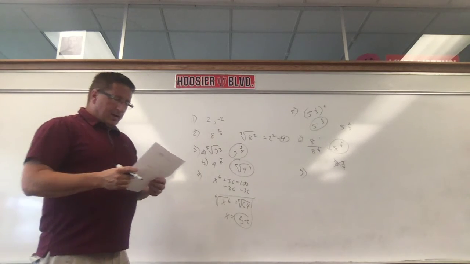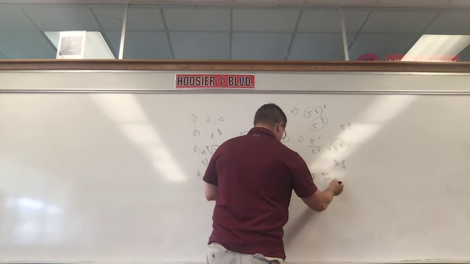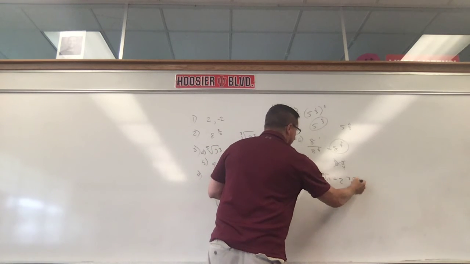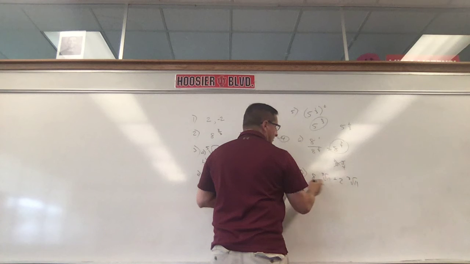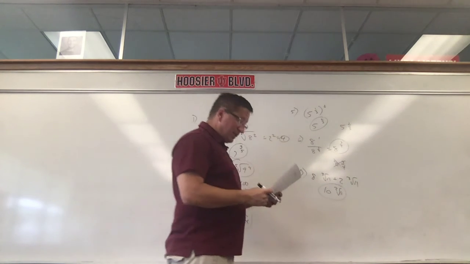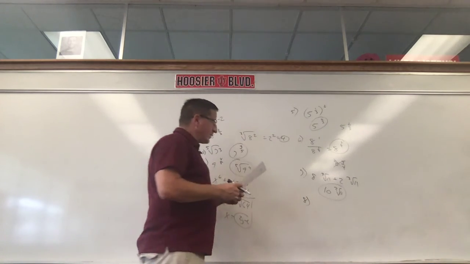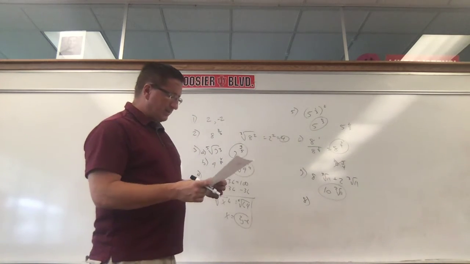Number 7, you can't miss this one. 8 cube root of 11 plus 2 cube root of 11. Since they're both cube root of 11, just add 8 and 2. The answer is 10 cube root of 11. That's all you have to do on that one. You can't miss that one, guys. It was 8 plus 2. That's a first grade question. Not to say you did that question in first grade, but.